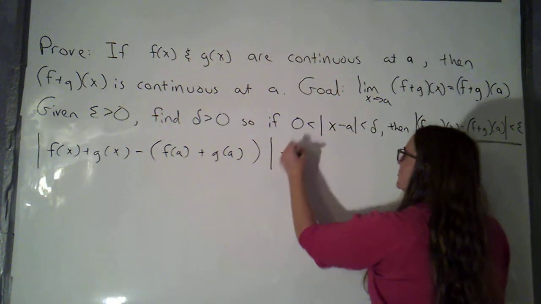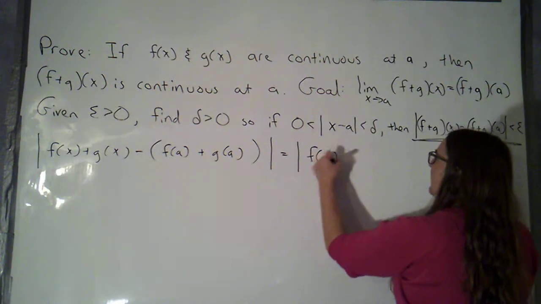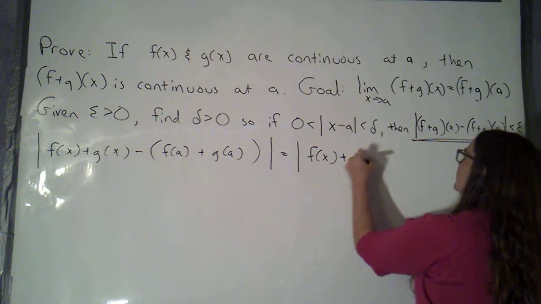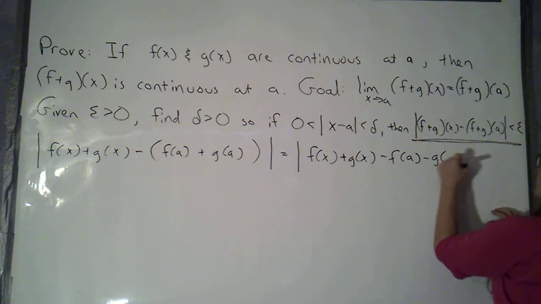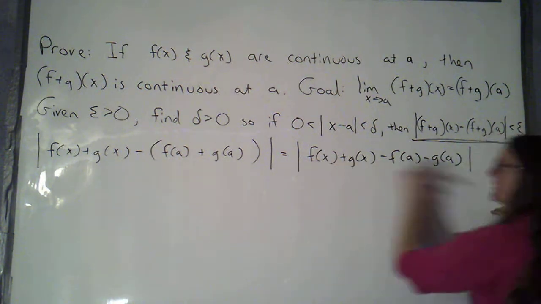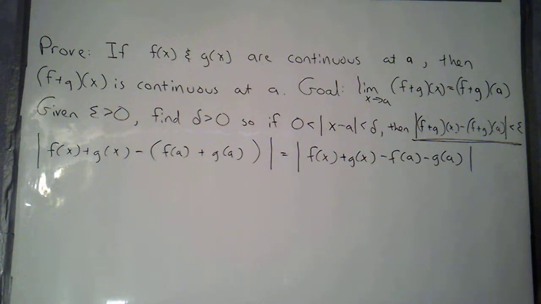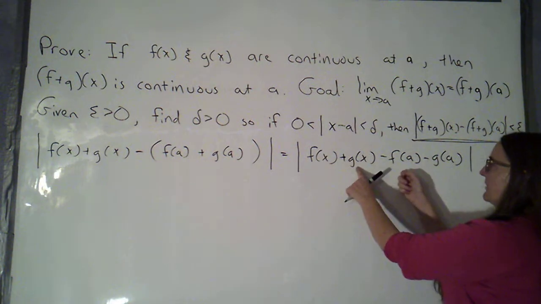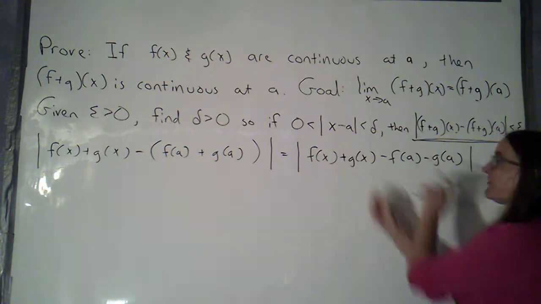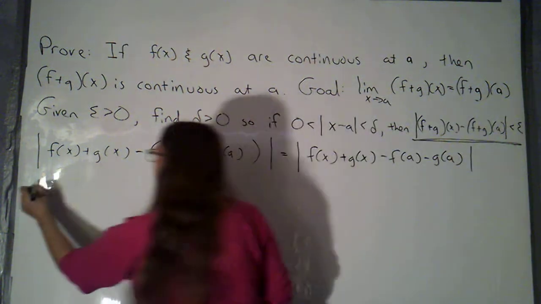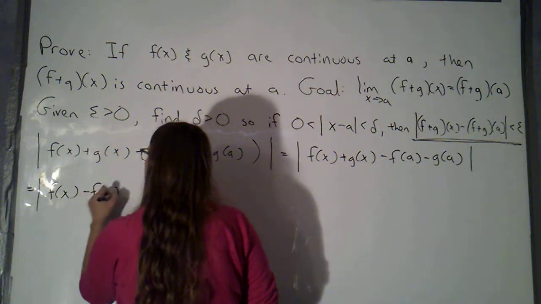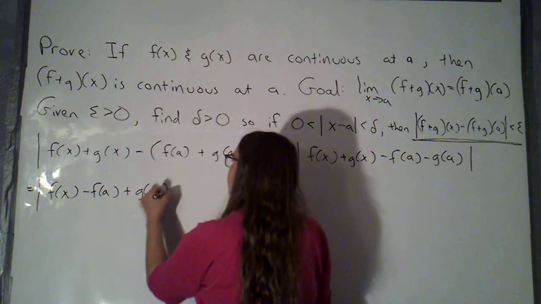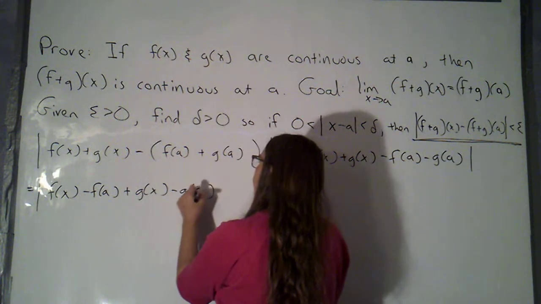I'm going to go ahead and distribute that negative. So this is absolute value of f of x plus g of x minus f of a minus g of a. This is the thing that I want to make smaller than epsilon. Inside the absolute value here, I'm just going to change the order of those two terms. So I'll be able to say this is the absolute value of f of x minus f of a plus g of x minus g of a.